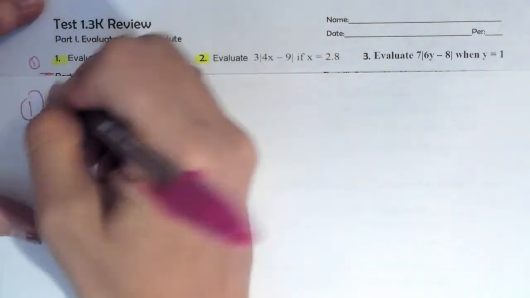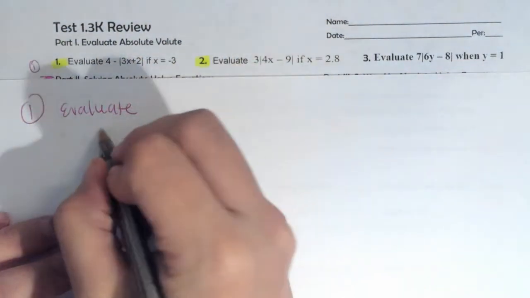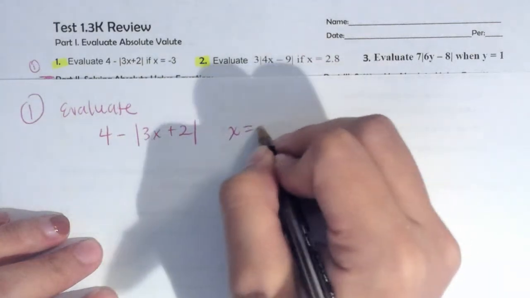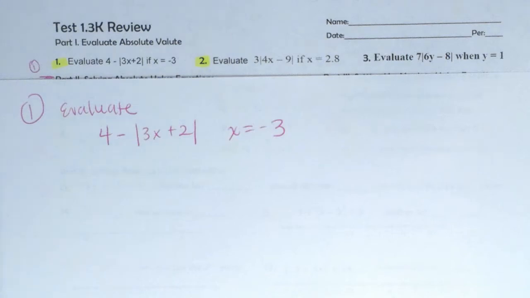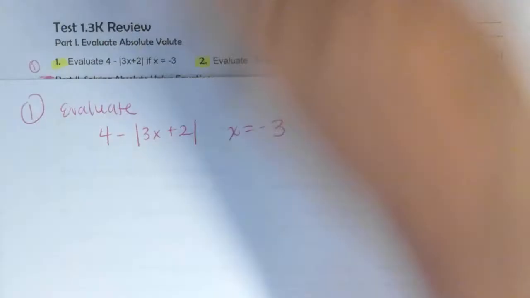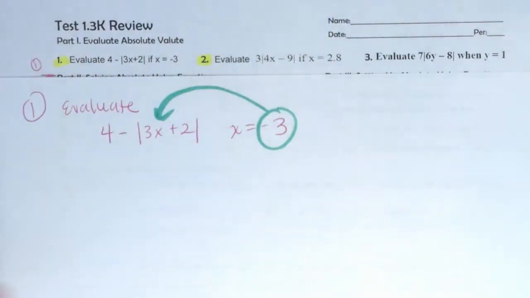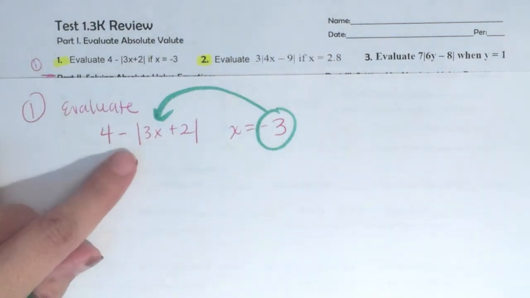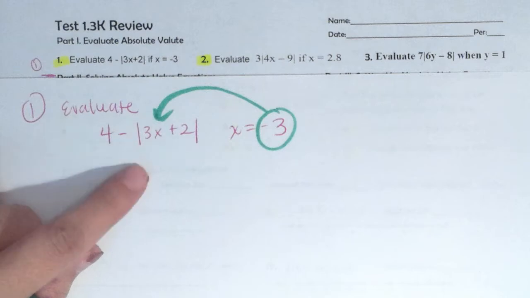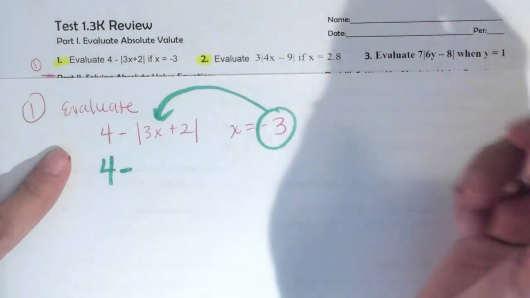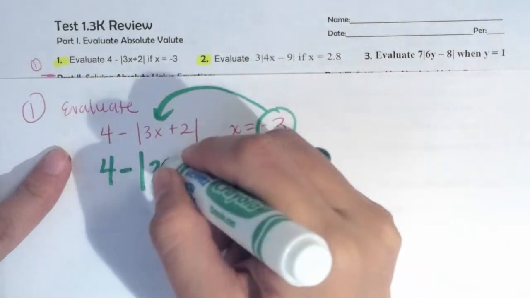So problem number 1 says evaluate: when you have 4 minus the absolute value of 3x plus 2, and they tell you when x equals negative 3. Alright, so for this problem, all I'm doing is plugging in this negative 3 right here into my x. So never distribute a negative into an absolute value. Never do that. If you replace it with parentheses, you can, but never distribute. You can't do that. So always solve the absolute value first when you're evaluating. You're supposed to get a number answer.